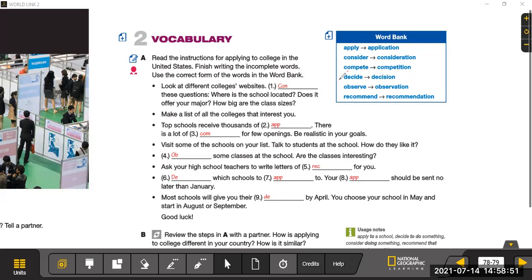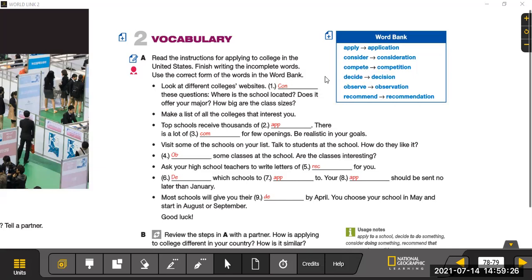The other is decide. Decide. So decide is, for example, first you consider to do something and then you decide to do something. Okay, when you are thinking about doing something and you say yes, I am going to do that, so you decide. That is the verb. So when you decide, you are taking the decision or making the decision. Decision in that case is the noun.